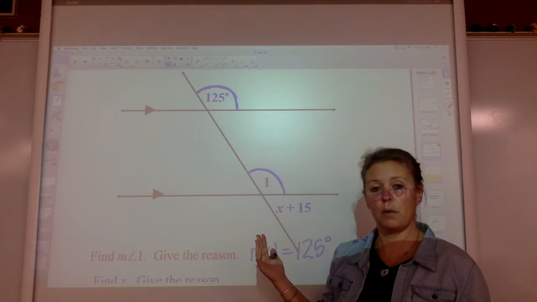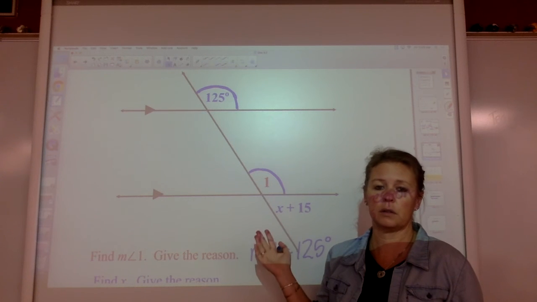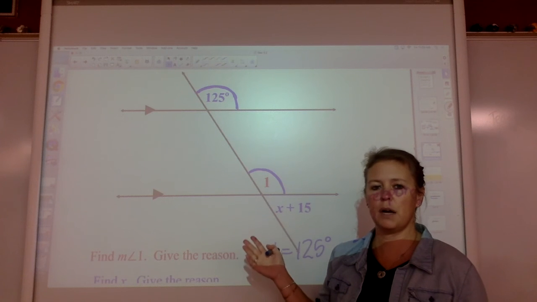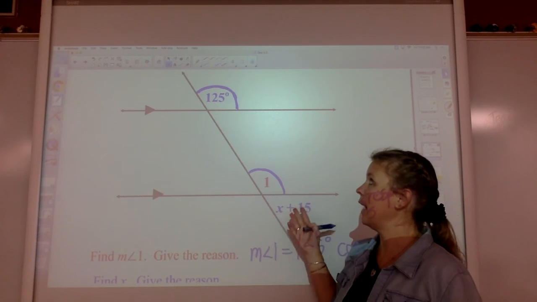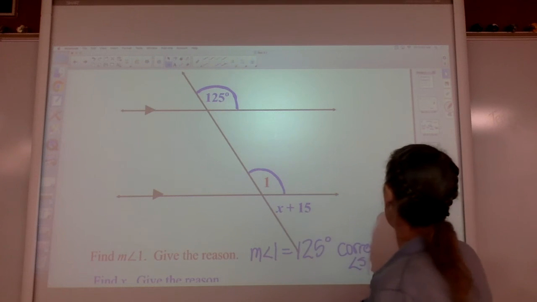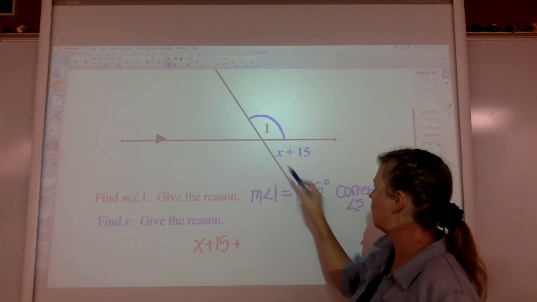Now, if I rewrote the book, I probably would just put it in there and say same side exterior angles are congruent if 2 lines are parallel. Oh, not congruent, supplementary. I'd say same side exterior angles are supplementary, but they don't say it. It's not a postulate. It's not a theorem. So we're going to say x plus 15 is related to angle 1.